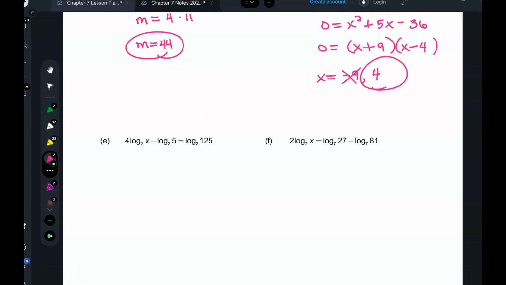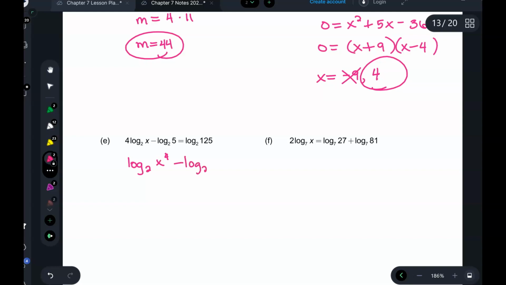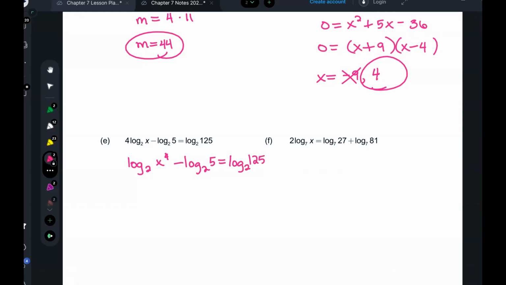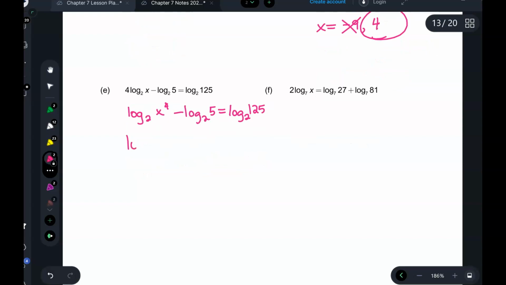Okay, first step. Do you want to try this one on your own? It's got a subtraction. Come on, you can do this. Move the exponent first. Would it be x to the 4? It would be. This one has a subtraction sign, so subtractions turn into division. So it'd be x to the 4th over 5. Good.